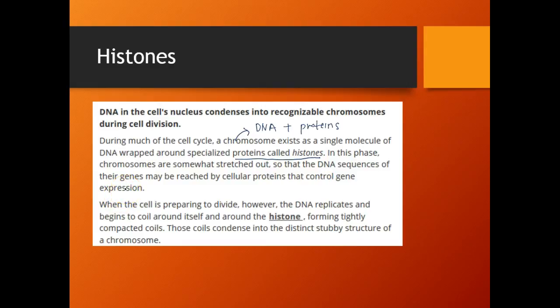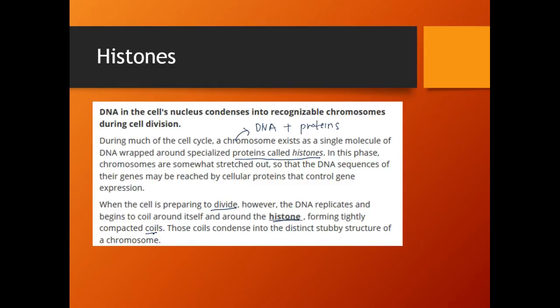So if the DNA is exposed, then we have these sequences that we can access and make proteins from. But if they're closed up, then we can't do that. Generally, in this phase, we have DNA more spread out, so it's able to be activated. When the cell is preparing to divide or replicate, however, the DNA replicates and begins to coil around itself around the histone. So it's becoming tighter and tighter, forming tightly compact coils.